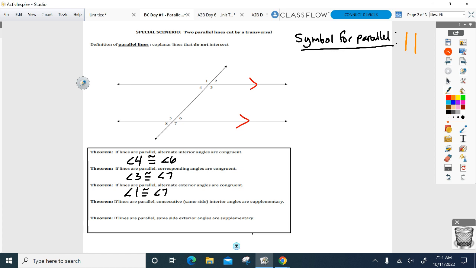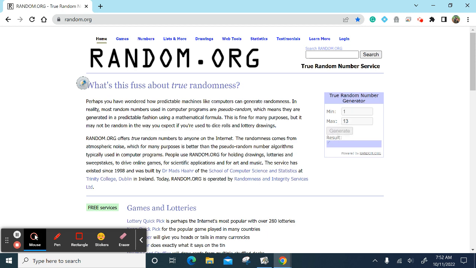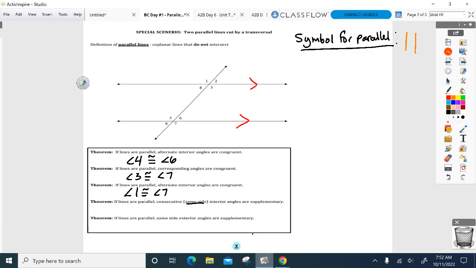Give me a pair of same side interior angles, please, on the diagram. 3 and 6. Okay, ready? Same side interior, 3 and 6 are not congruent, but they add to 180, making them supplementary. So they're either going to be congruent or they're going to be supplementary. We just got to know which is which.